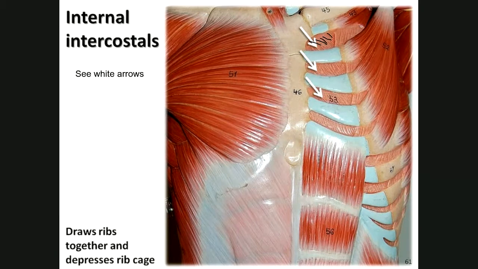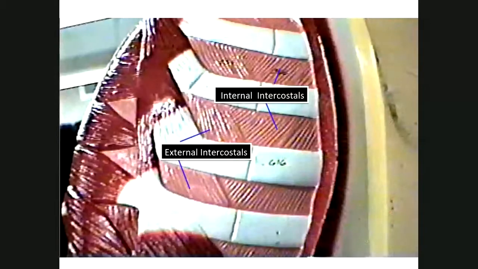In this picture, you can see both of them, and you can see how these fibers are running this way and how these fibers are running this way. So these pull the ribs this way, these pull the ribs this way.